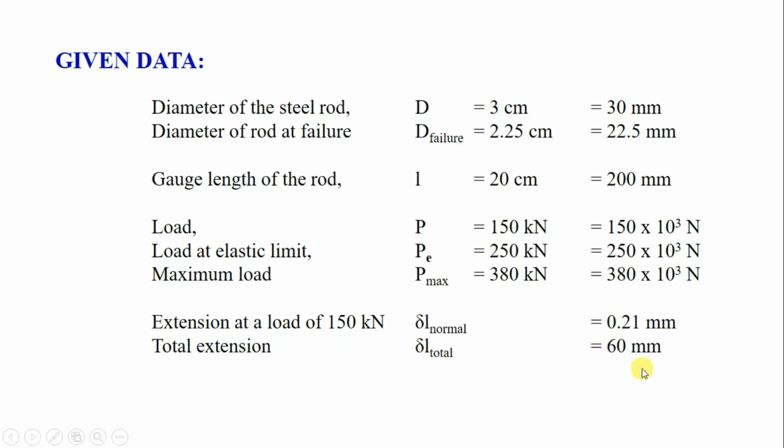Now let us see the first part of the question, that is to find the Young's modulus. Here we know that sigma is equal to P by A, that is load by area. The load is given, but don't get confused with the 3 loads. This is the normal stress, so the lowest load is to be taken, that is 150 kN. If you substitute that here, it becomes 150 × 10^3 divided by area.